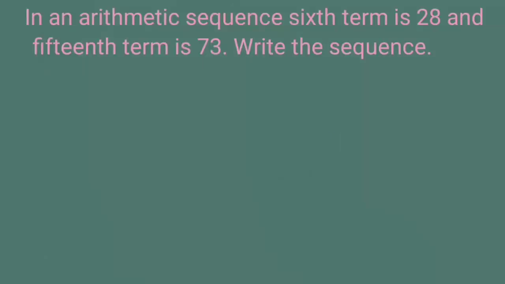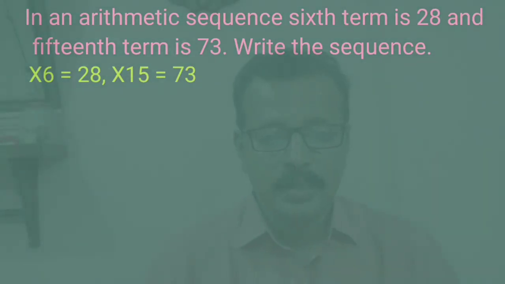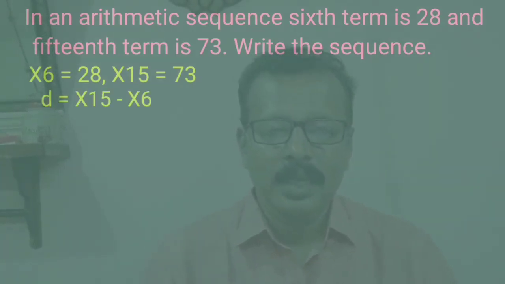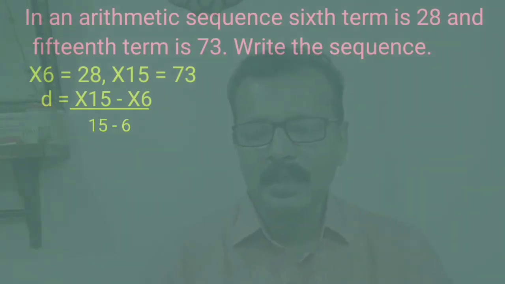In an arithmetic sequence, the 6th term is 28 and the 15th term is 73. Write the sequence. So here it is given x6 is 28 and x15 is 73. Now we learned how to find the common difference. Yes, d is equal to x15 minus x6 by 15 minus 6. That is 73 minus 28 by 9.